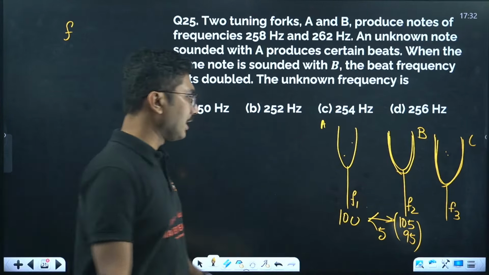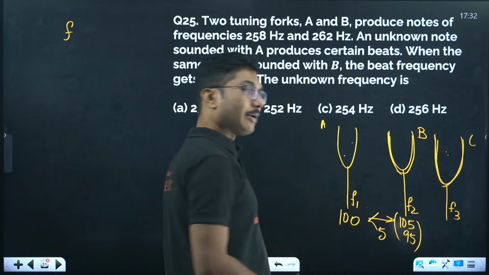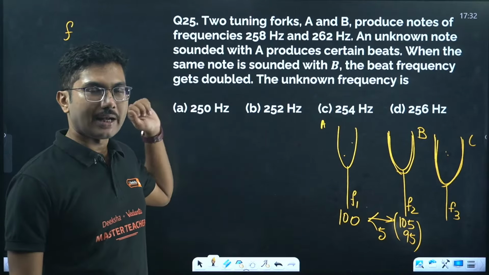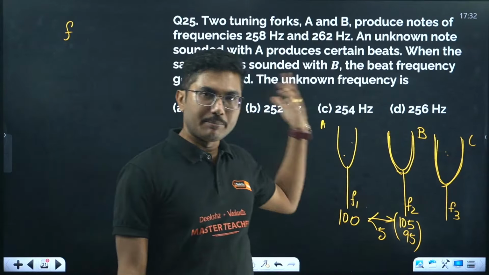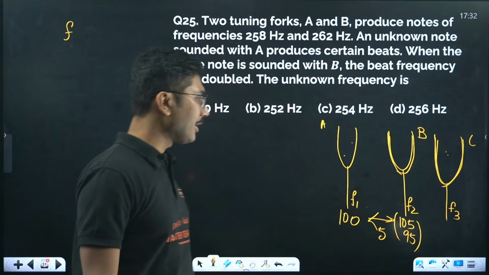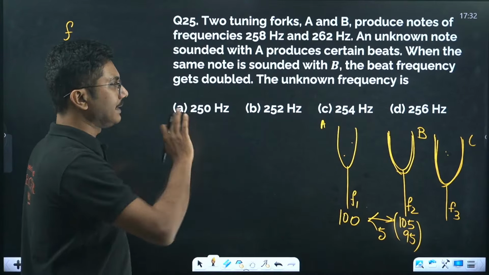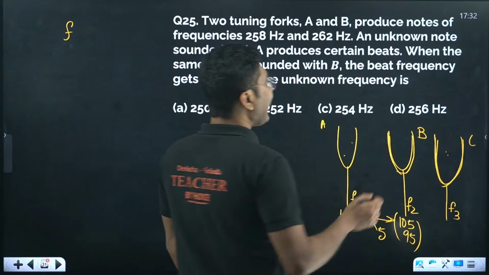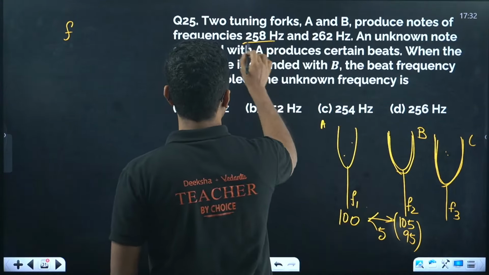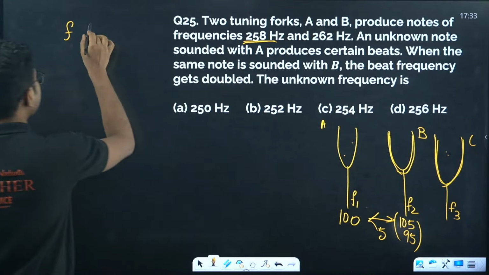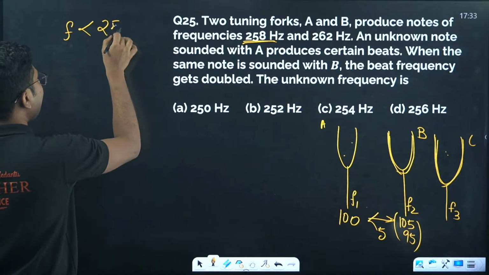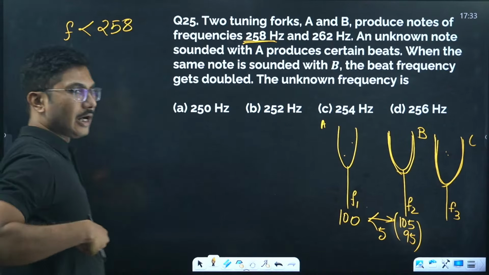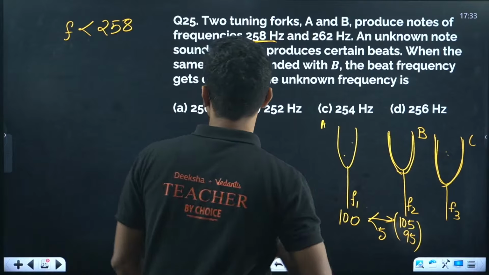So that is a trick about beat frequency. Sometimes in the question they will mention that we add some mass, the beat frequency increases or decreases. Those kind of hints will be given. In this case it is not given, so we will assume that the unknown frequency is less than 258.